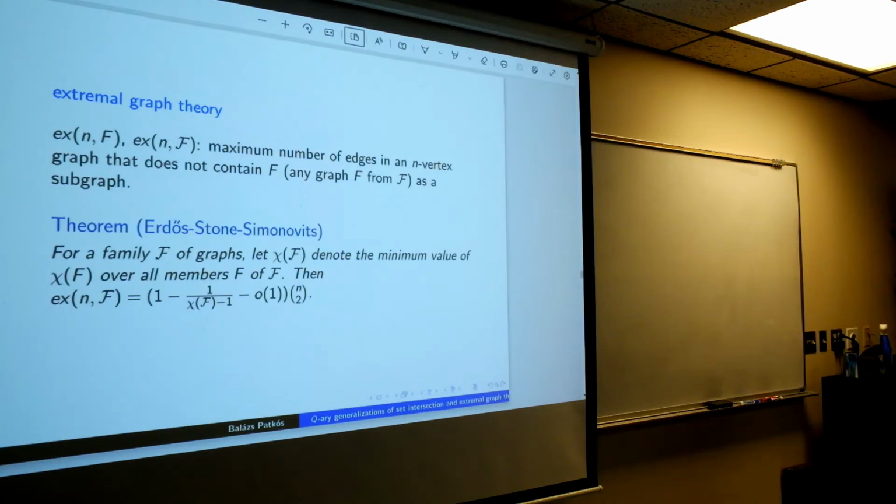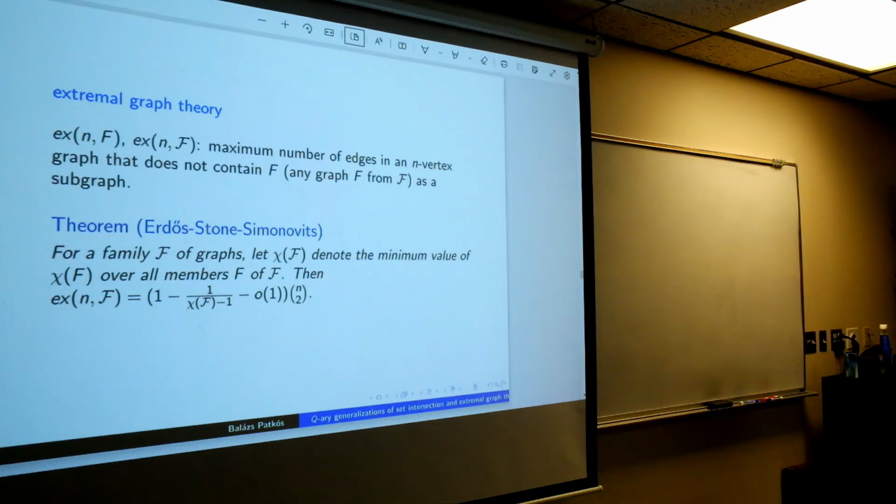Okay, and the theorem of Erdős, Stone and Simonovits says that if none of the forbidden graphs are bipartite, then actually the asymptotics is known, and the way we know it is via the chromatic number. So we take the smallest chromatic number in the family of forbidden graphs, let it be chi of F, and then we just use that expression. And that gives it. And for bipartite graphs, for most of them it's still open. So even for bipartite cycles, it's only known for cycle lengths 4, 6, 7, 10.